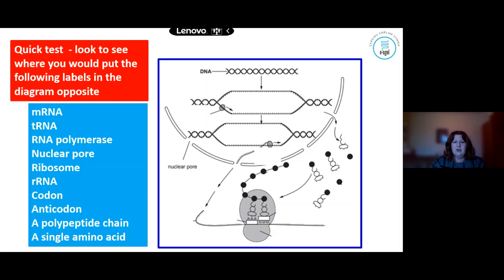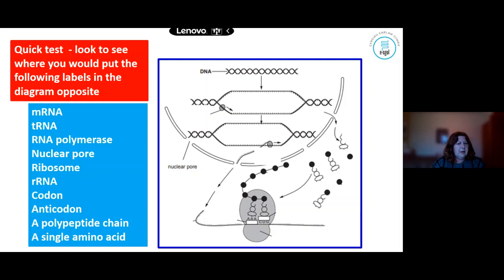Where would you label messenger RNA? Where would you label transfer RNA? What about RNA polymerase? Is there something on there that you would say, yes, I can recognise RNA polymerase from what I can see it doing? Nuclear pore, I think we've given the game away there for you. Ribosome, can you see where the ribosome is? And the other thing is, I've just talked about the three types of RNA, but the ribosomes are made of a spherical ribosomal RNA, it's called. So that is full of ribosomal RNA.